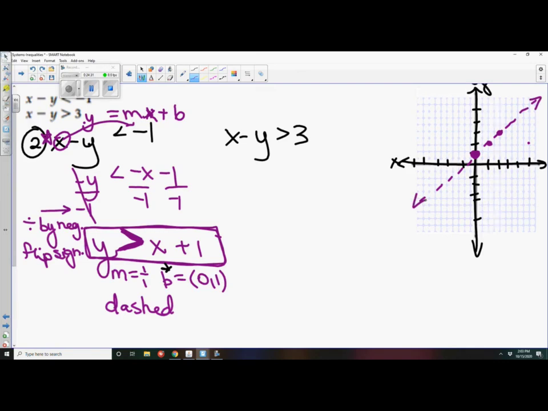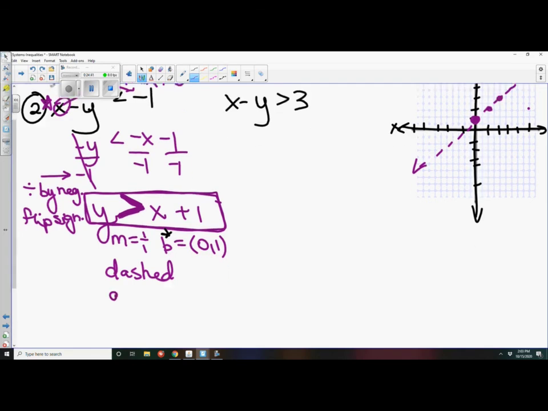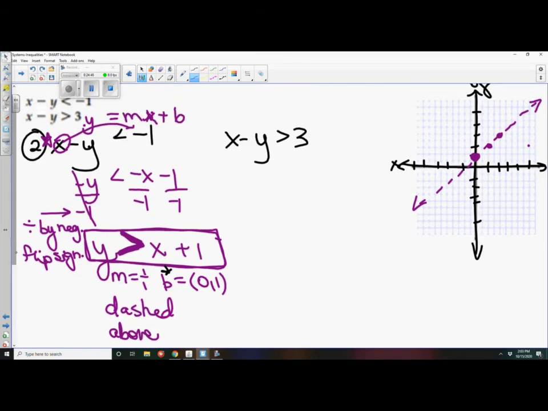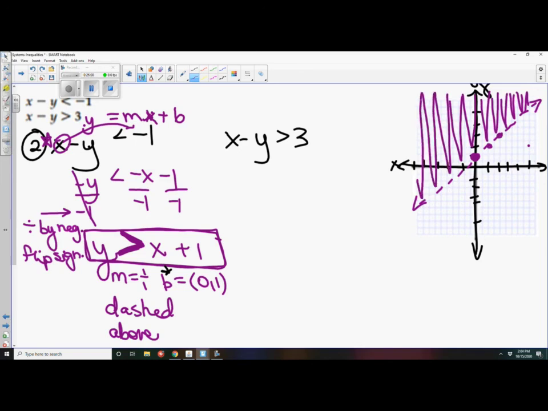Because it's an inequality, we now also have to determine where to shade. So if it's now greater than, where are we going to shade it? Above. So above means we're going to shade up. So I'm going to go to this line right here. I'm going to shade everywhere up and down real lightly, and use that line as my boundary.